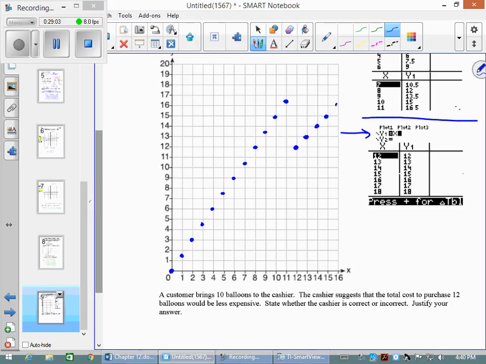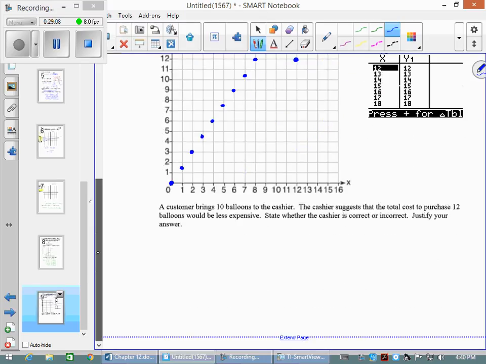Then it says a customer brings 10 balloons to the cashier. The cashier suggests the total cost to purchase 12 balloons would actually be less expensive than the customer buying 10 balloons. State whether the cashier is correct or incorrect and justify your answer. Remember, justify means just the math. So let's figure this out. If the customer bought 10 balloons, they would be using b of 10, and that would go for 1.5 times 10, since anything less than 12 balloons is going to cost $1.50.